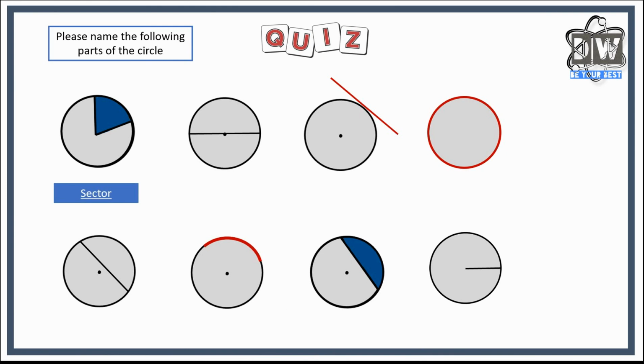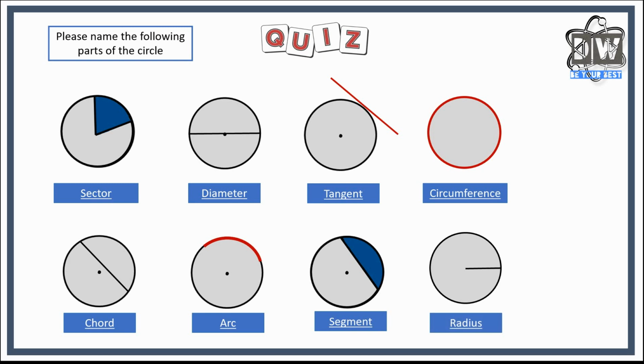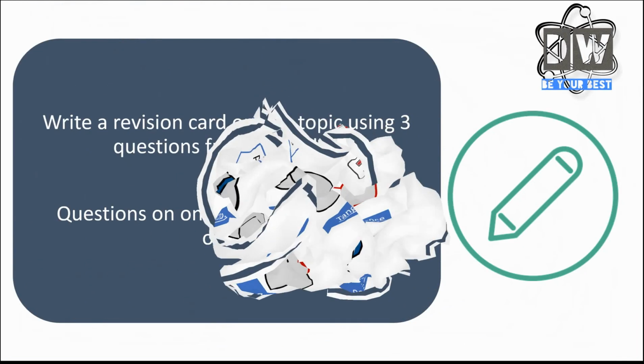Now, often remember, we may get these mixed up with a segment, but it's just sheer graph that will help us. The next one, hopefully you knew this one, was the diameter. Then we had a tangent, then the circumference, then a chord. I didn't make that very noticeable, but it is a chord. Next one is an arc. Then we've got our segment, and last but not least, we have our radius. So I hope you did well on those.